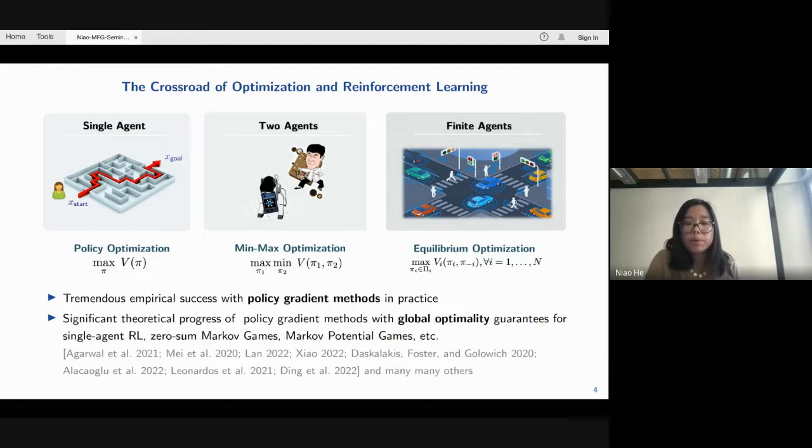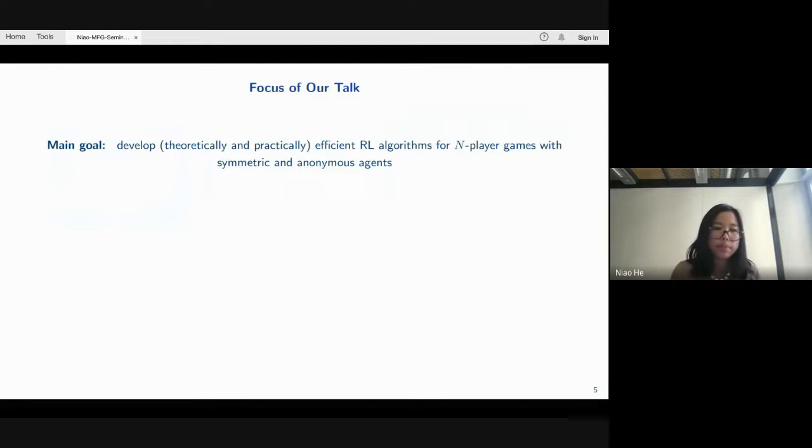I think a reasonable objective here is really trying to consider more structured games so that we can hope to get some sort of theoretical guarantees out from it. And in this talk, we're going to focus on a special class of games, particularly finite player games with symmetric and anonymous agents.